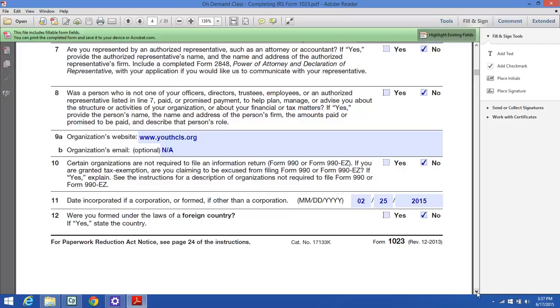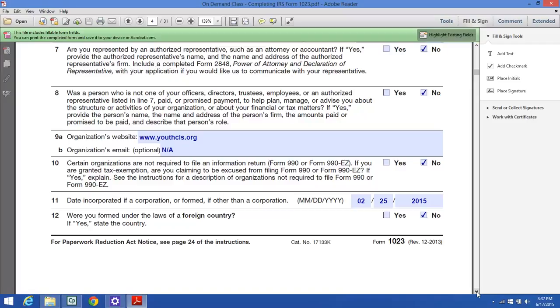Number 7, are you represented by an authorized representative, such as an attorney or accountant? If your organization is being represented for whatever reason by an authorized representative, an attorney, or an accountant, you would put yes here, and then you would provide documentation to explain the reason why. More than likely, you're not being represented, so you would check no. As you can see, I've already checked no, because the majority of the people that I work with do not have anyone representing them.